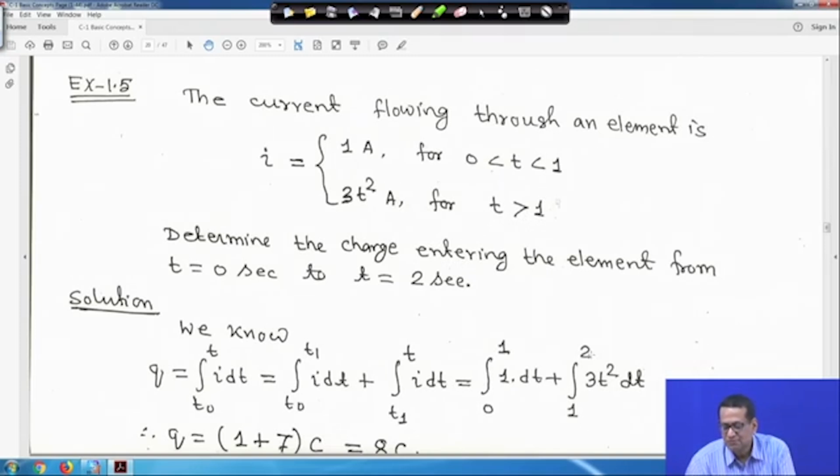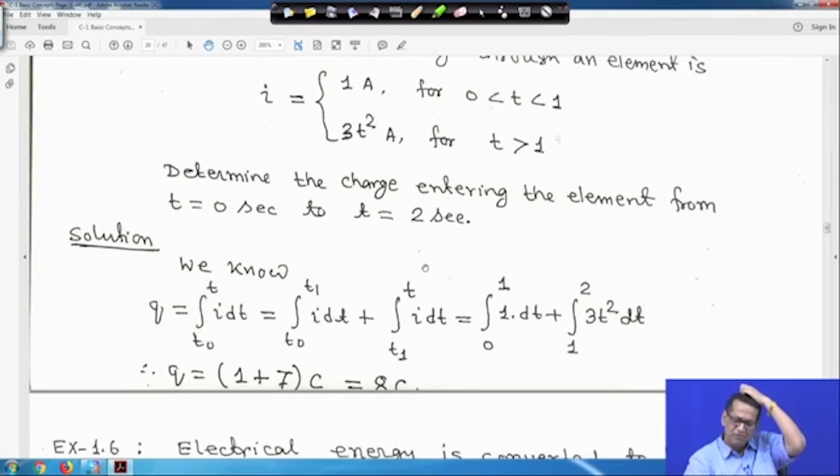So, 1 to t, but we want in between 0 and 2 seconds. So, 1 to 2 it will be 3t square into dt. This is a simple thing, but I hope you have understood this, right. When you integrate and solve it, you will get Q is equal to 8 coulomb. This is actually 8 C, 8 coulomb, right.